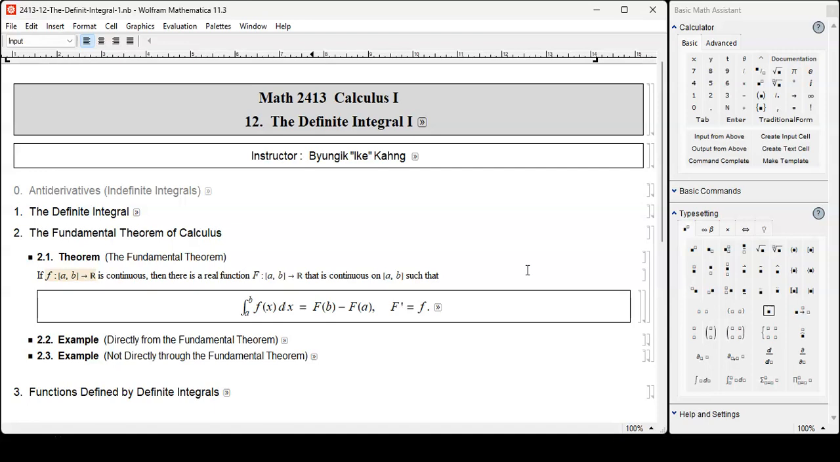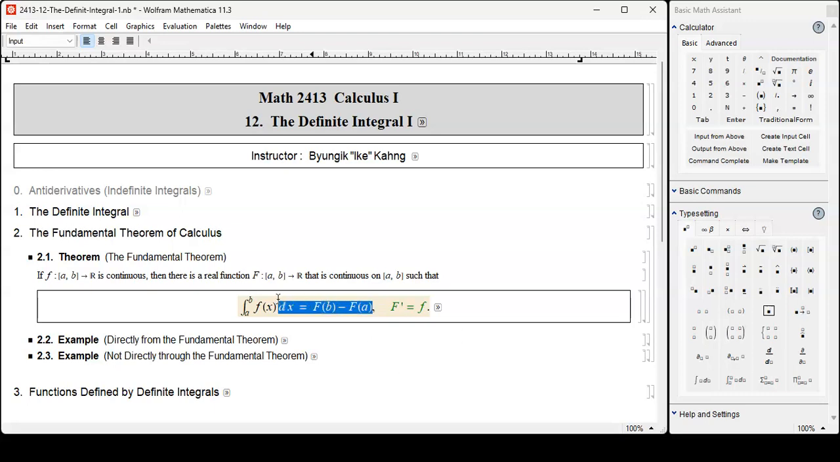Then there is an antiderivative function, capital F. So capital F is also a real function defined in the same closed and bounded interval a to b, and then it is continuous, and then it is differentiable, and moreover, the derivative is the original function small f. See, capital F prime is small f, as I just highlighted in green. Now, here's the real deal.